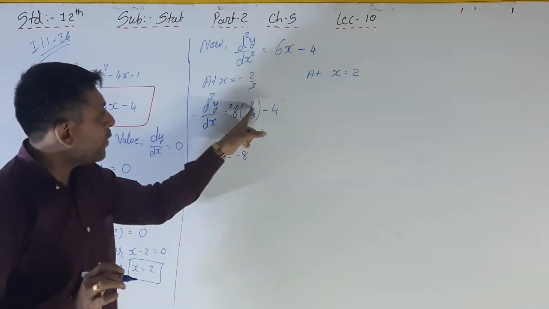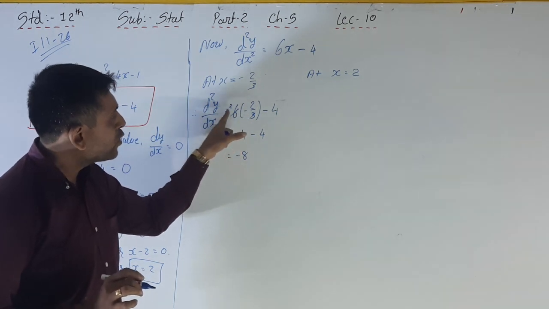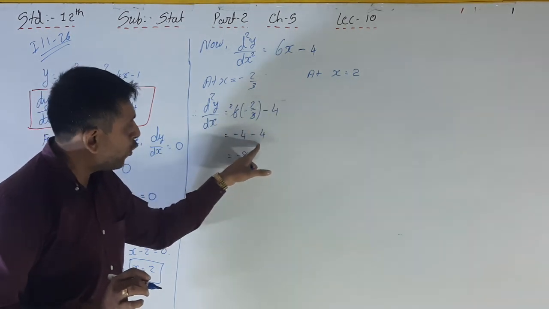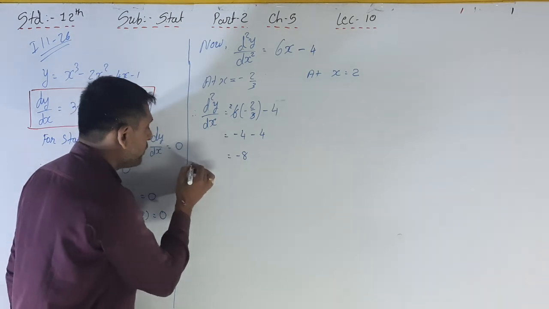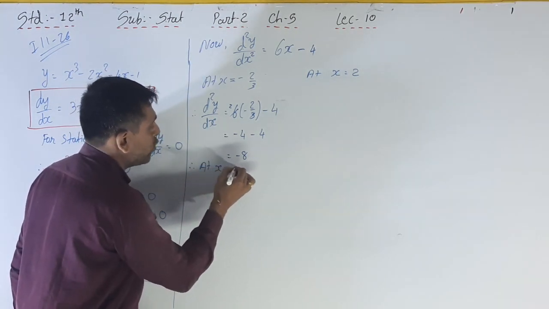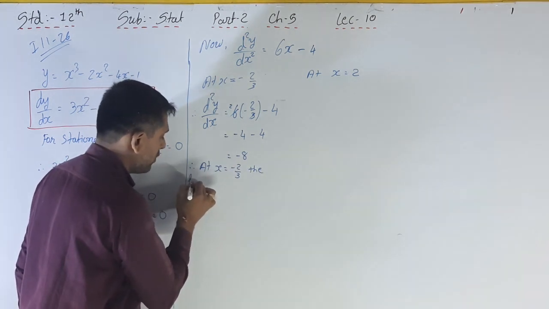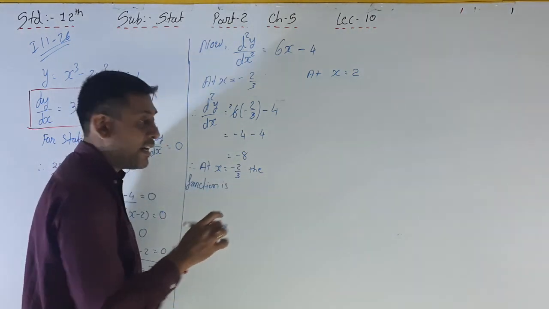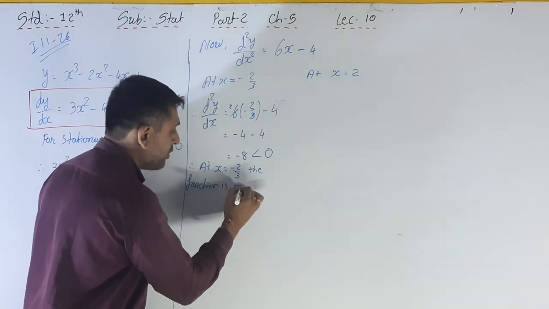See, 6 into minus 2 by 3. I am cancelling: 3 twos are 6, so here 2. 2 into minus 2 is minus 4. Minus 4 minus 4 is minus 8. Therefore, we can say that at x equal to minus 2 by 3, the function is, see, the answer is negative, less than 0. Therefore, the function is maximum.